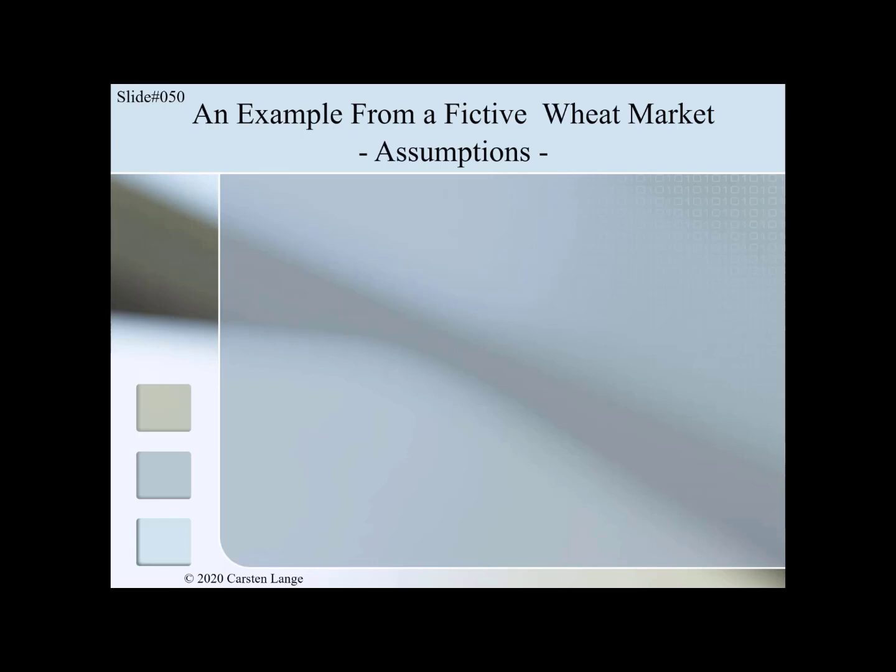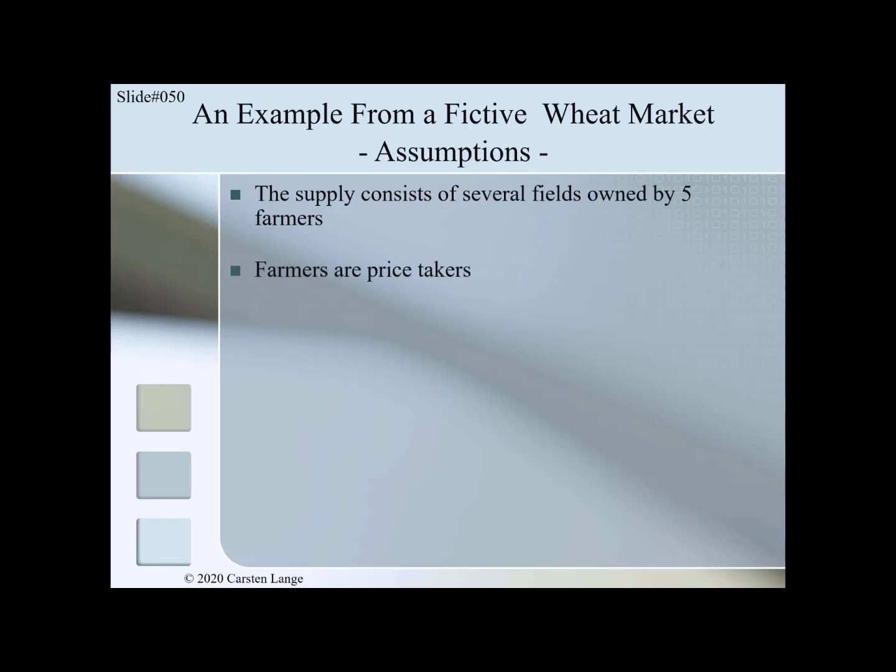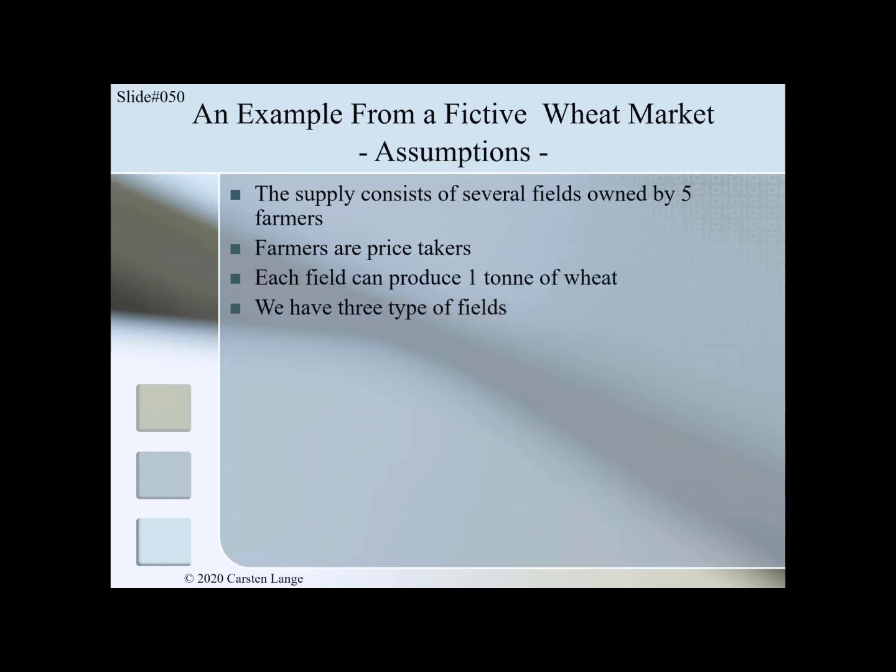Before we proceed with this example, let's talk about some assumptions. I already mentioned that the supply consists of several fields owned by 5 farmers. We assume the farmers are price takers, meaning they can't influence the price. They would look the price up in the newspaper and decide if they grow wheat on their fields or if they don't. I already mentioned there are 3 types of fields.